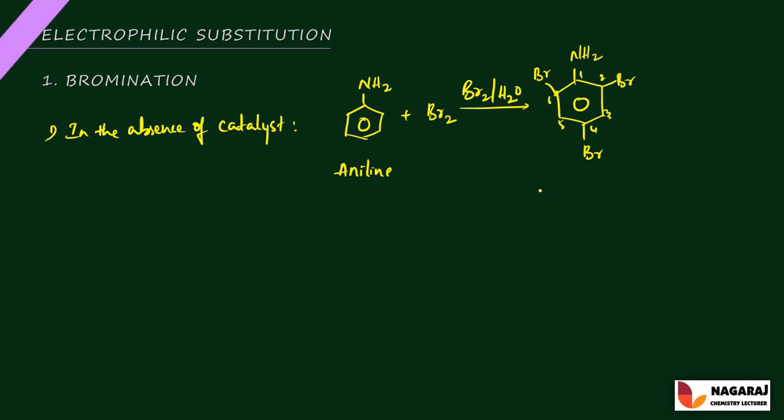So it is called 2,4,6-tribromoaniline: 2,4,6-tribromo, with C6 and the NH2 written as aniline. So 2,4,6-tribromoaniline. That is the reaction with bromine water.